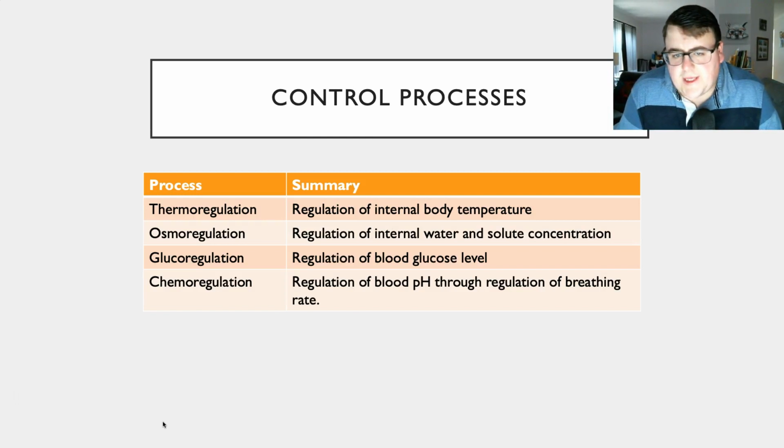The different processes that we look at for our tolerance ranges are thermoregulation, osmoregulation, glucoregulation, and chemoregulation. We've talked about some of these already, but thermoregulation, as the name suggests, is the regulation of temperature in the body. Osmoregulation is the regulation of the water and solute concentrations in your body. Glucoregulation is the regulation of the blood glucose level in the body, hence the gluco in glucoregulation.